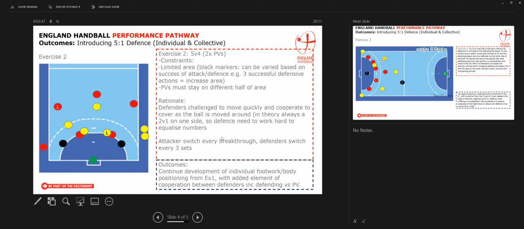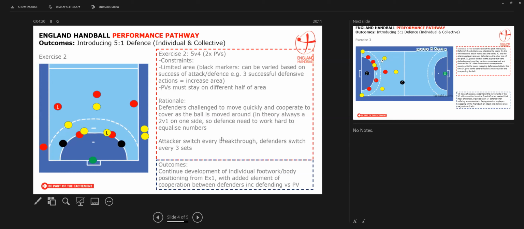The point defender has to work to prevent the ball going back behind them. So still the same individual focus for the players coming out to defend the backs and their footwork. There's no ball this time, so we're going to allow them to defend properly. Again, the back players would still be aiming to break through, but it'll be full defence. We've got the black markers there as the area of the court that they can work in, and depending on the success of the attack or defence, you can vary that.